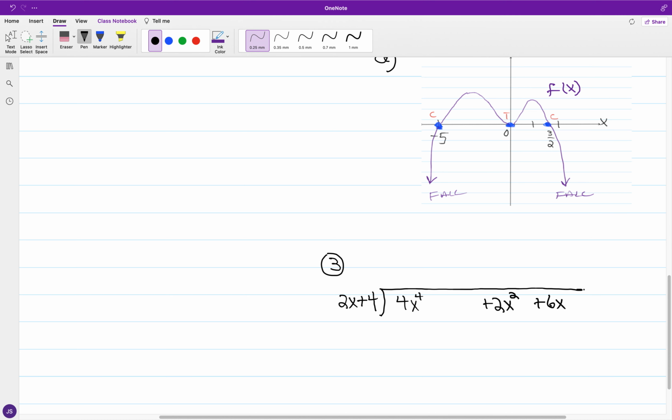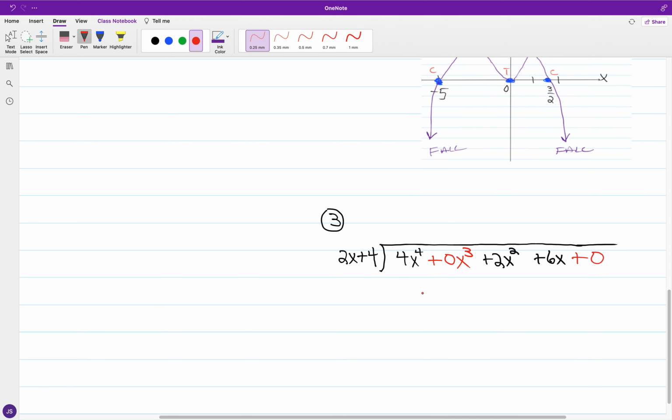And again, for the dividend, we want all the degrees from the highest down to the constant to be represented. So we have 4x to the fourth, a fourth order x term, but notice the next term is second degree, so the third order is missing. I'm going to use 0x cubed as a 0 placeholder. Then we have 2x squared, and plus 6x. And I want to close out the dividend with a constant, so I'm going to use yet another 0 for placeholder purposes.